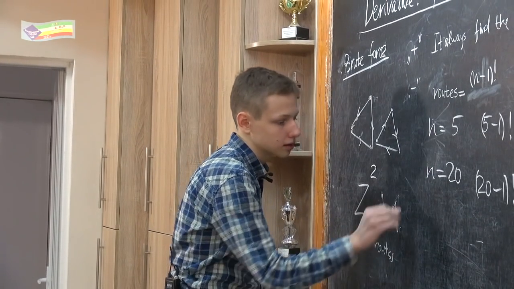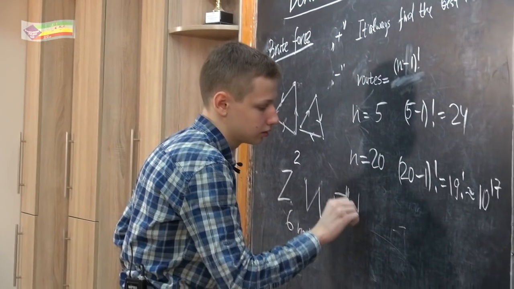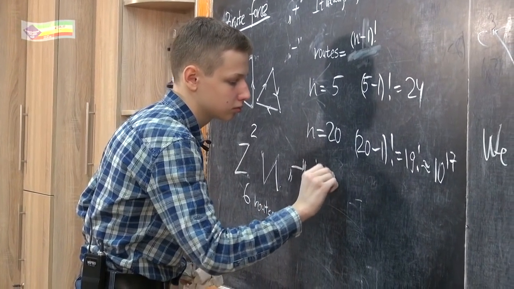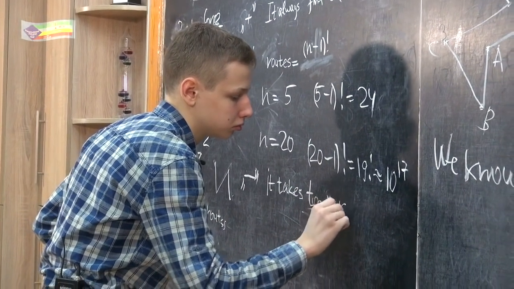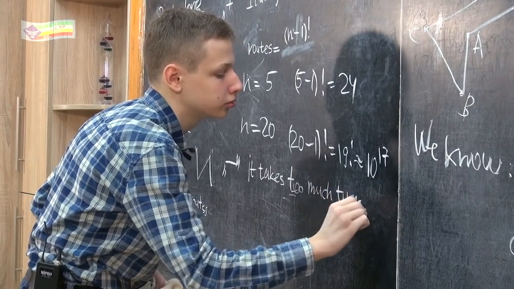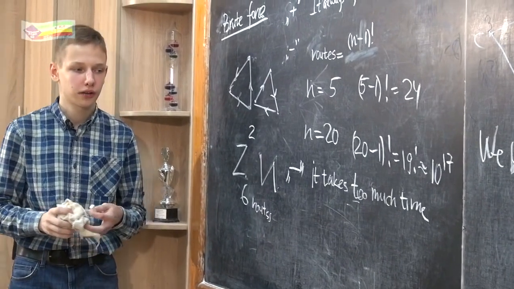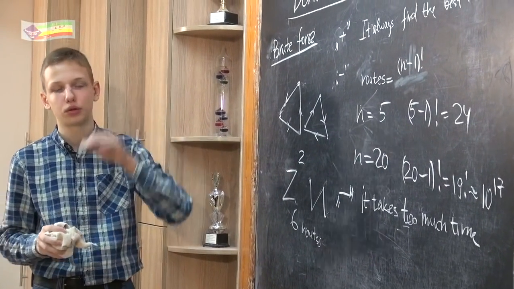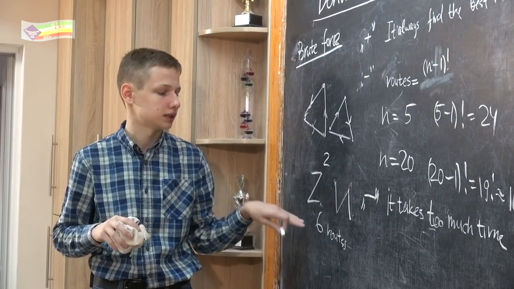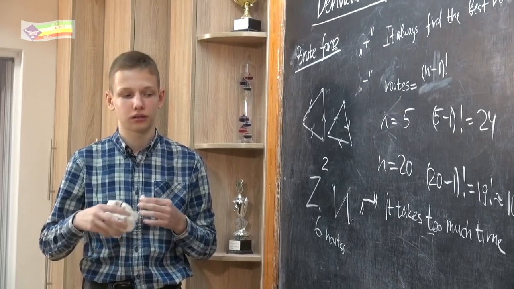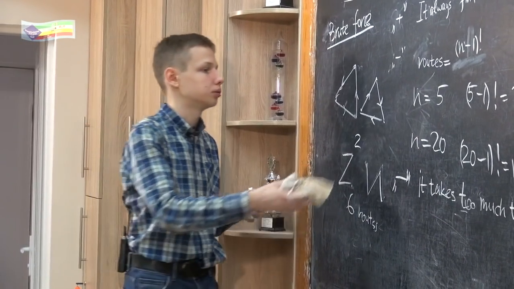So the disadvantage of this algorithm is that it takes too much time. And this is a problem of pretty much every brute force for every problem, because in most discrete problems, if we increase the number of parameters, the number of possible options increases very, very quickly.